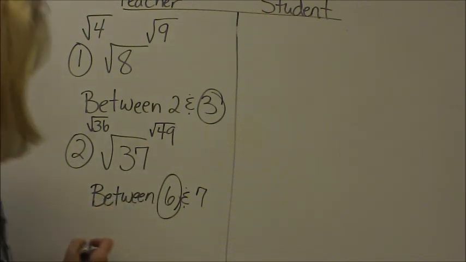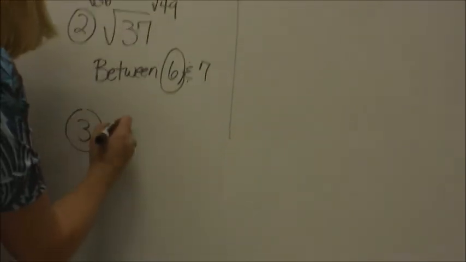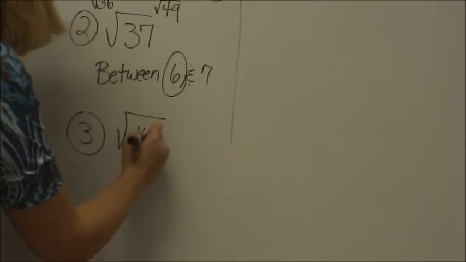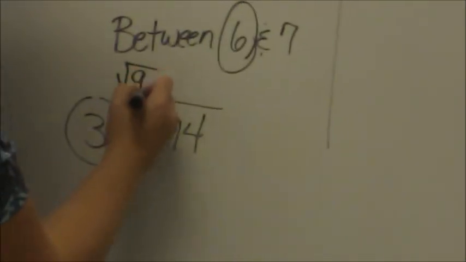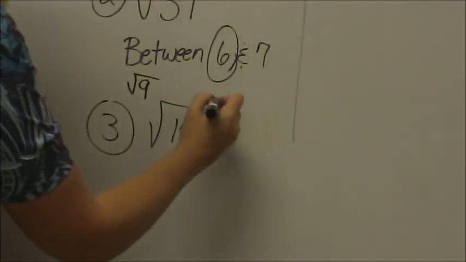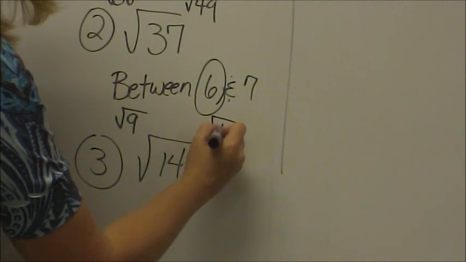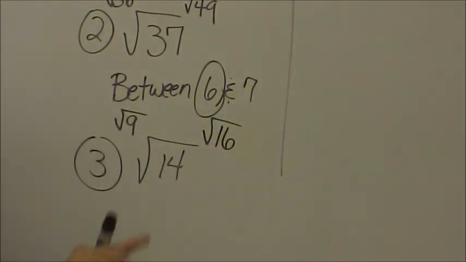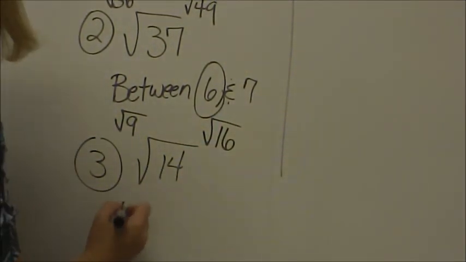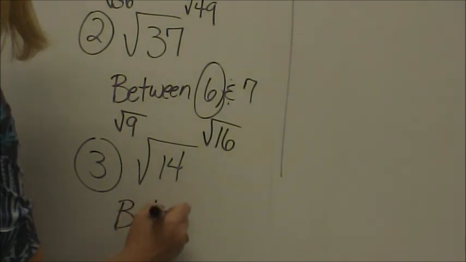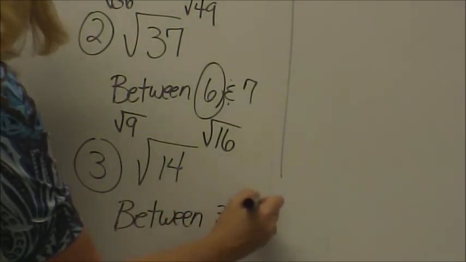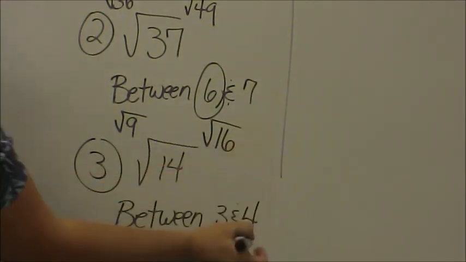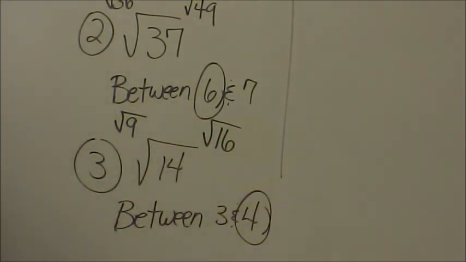Look at number 3. Square root of 14. Just below it, I believe we're going to have the square root of 9, 3 times 3. And just above it, 4 times 4, square root of 16. So the square root of 14 is going to be somewhere between 3 and 4. Okay, 14 is closer to 16, so my estimate's going to be 4.